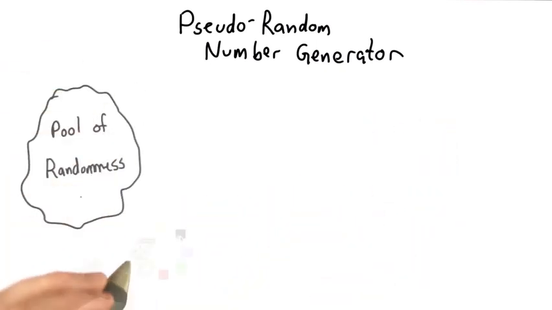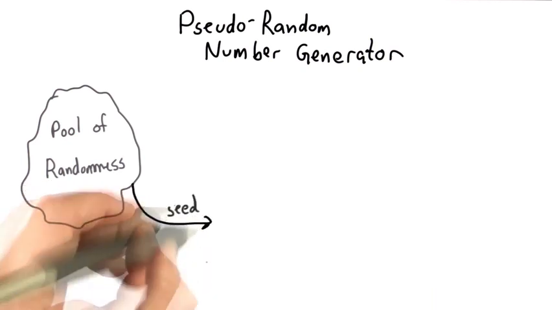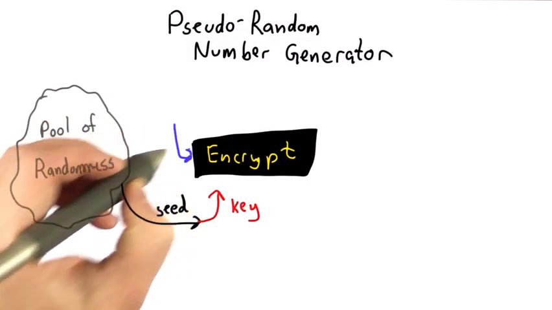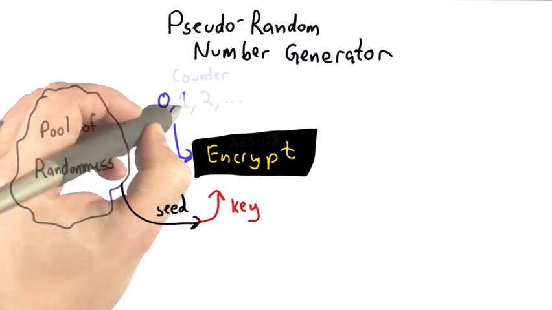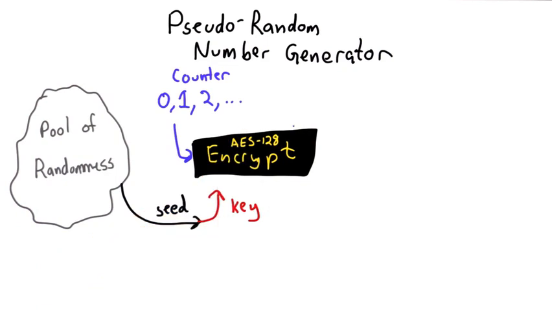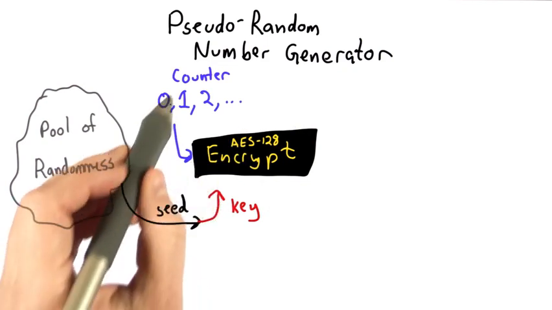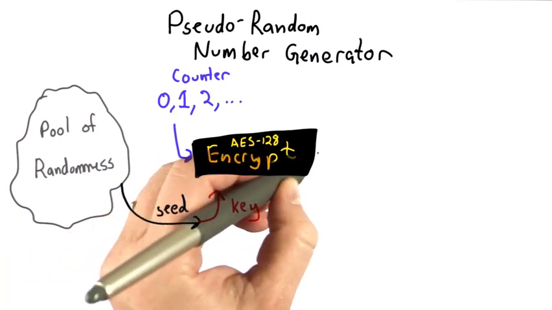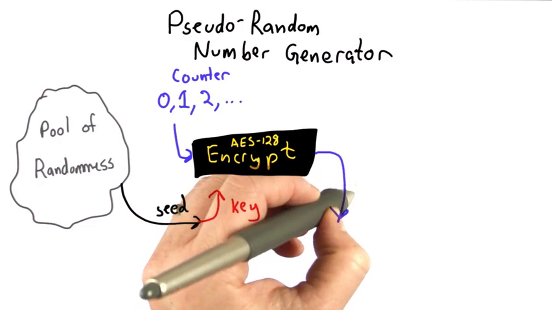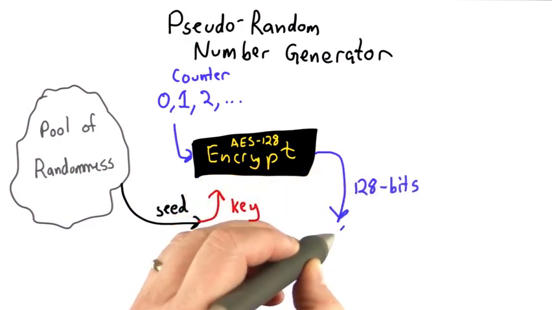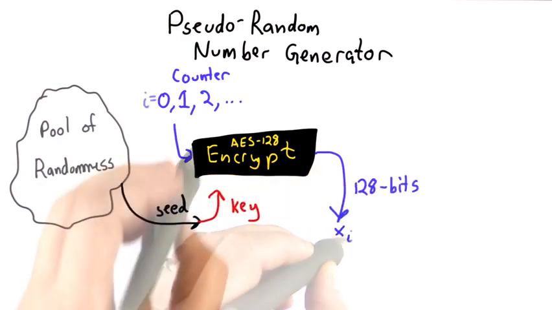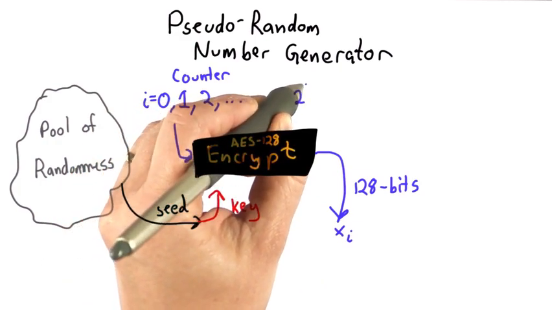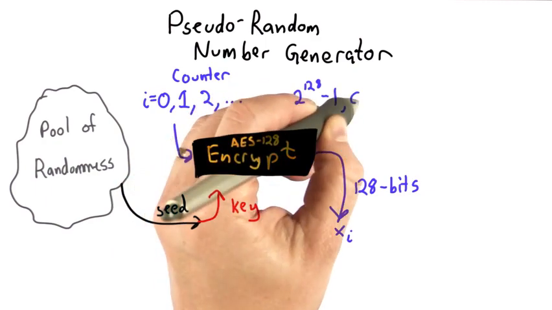We have some pool of randomness. We extract a seed from that pool. We use that seed as the key to our encryption algorithm. And as the messages, we use a counter. So let's suppose we use AES 128. So that means the key size and the block size are 128 bits. And so each time we do this, we get 128 bits out, which we use as our random values. And this counter will go up to 2^128 minus 1, and then go back to 0.